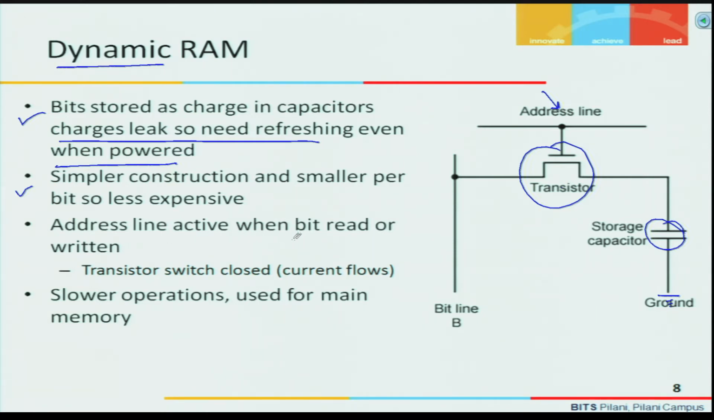When the address line is active, the bit can be read or written. If the address line is not active, it means the transistor is disconnected and no operation will take place on the bit line. If the address line is active, then whatever charge is there will flow through the transistor. So, either the transistor is disconnected or connected. Then we can observe the charge here, and accordingly the information can be treated as a 0 or 1.